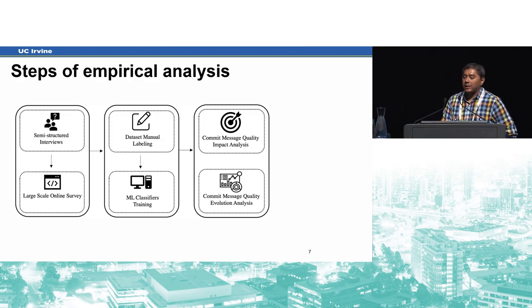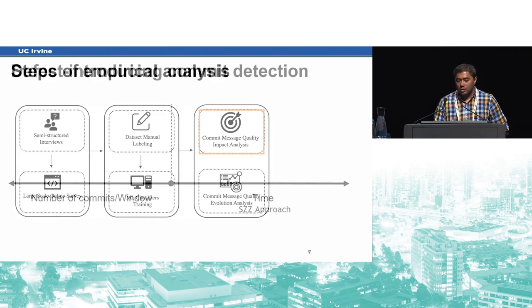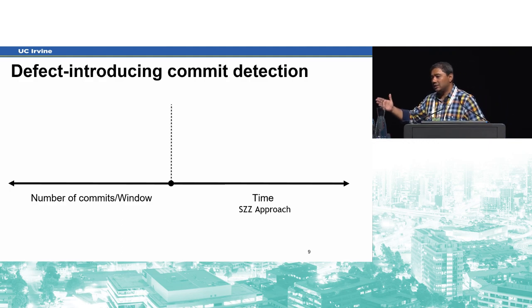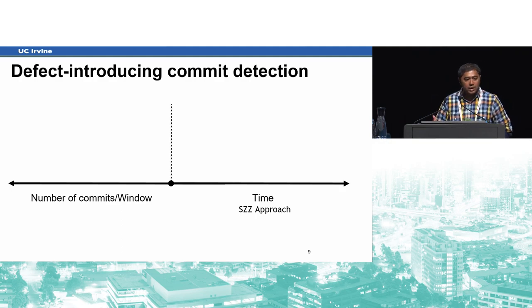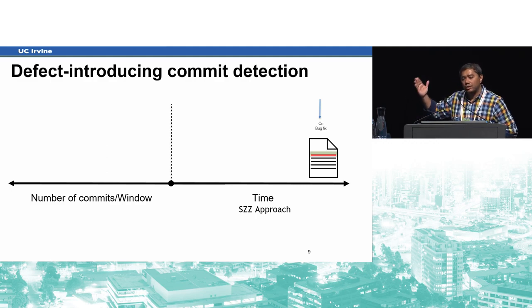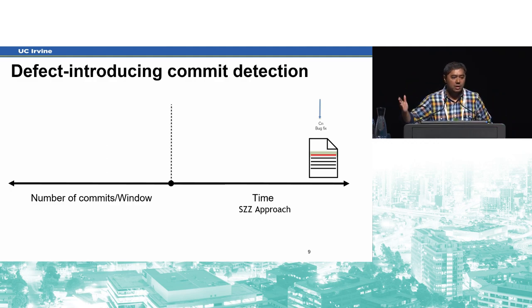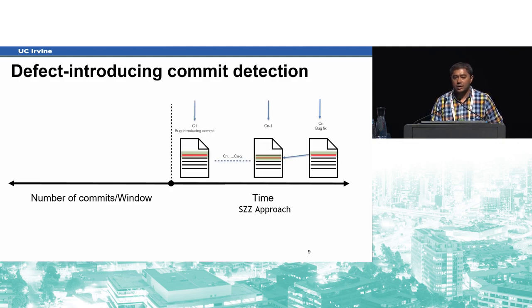The next part, in terms of analyzing the impact of commit messages, was trying to figure out whether a good quality commit message makes any difference in terms of defect proneness. To do that, we had to solve another problem: identifying commits that introduced bugs and commits that did not. For that, we relied on the SZZ approach. We started by first identifying the commit that fixed an issue or a bug, and then we used SZZ to find the commit that had introduced that bug.